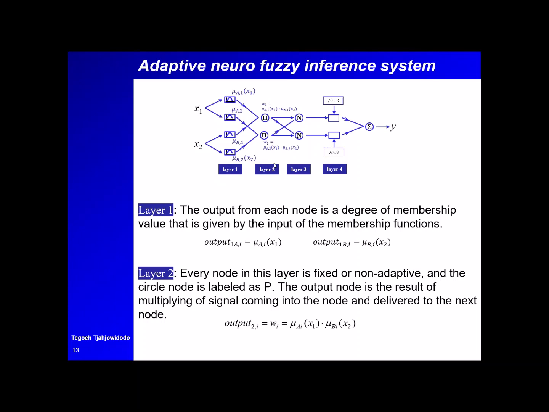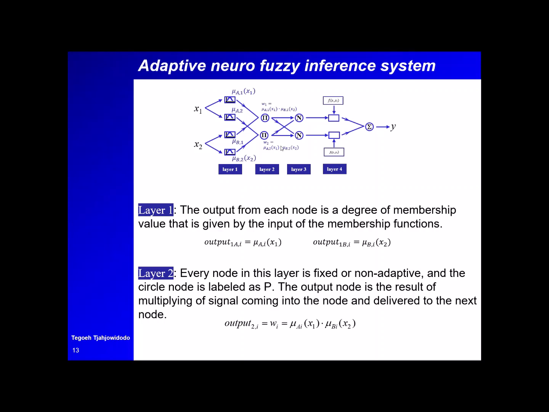But in the AND phase, we don't use if-then rule, we just simply multiply. And then the output of this layer is simply the multiplication of these two membership functions. So the output of this node, the W1 here, is just the multiplication of mu A1 and mu B1. The output of the second node in the second layer here is just the multiplication of mu A2 and mu B2. Okay.